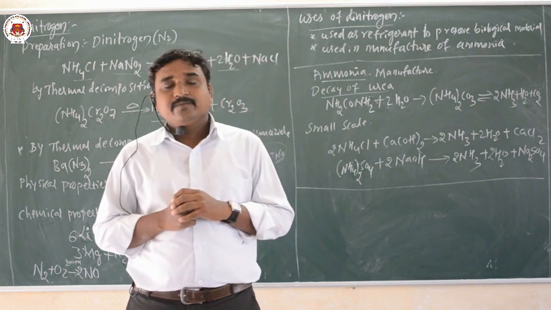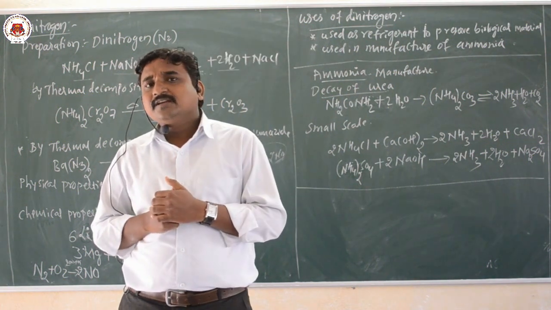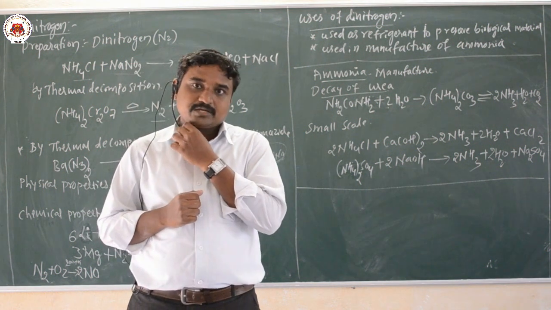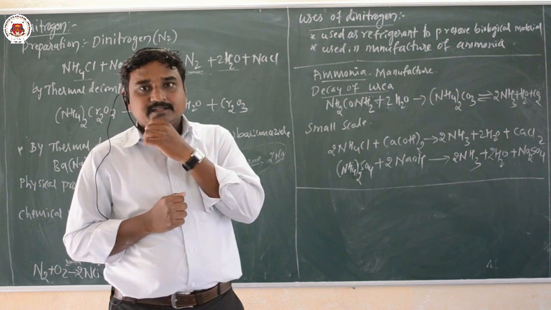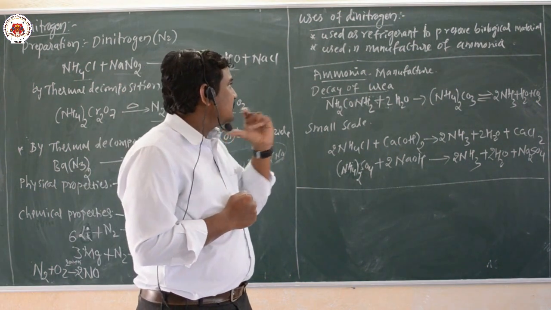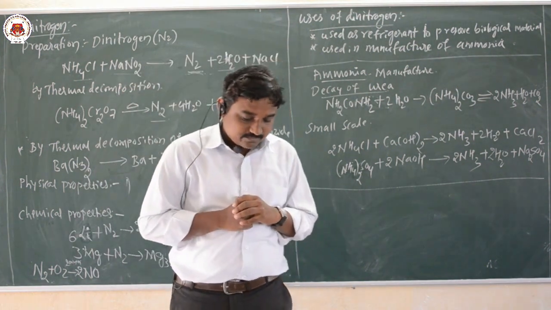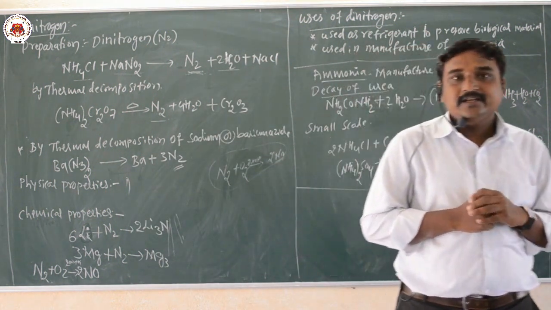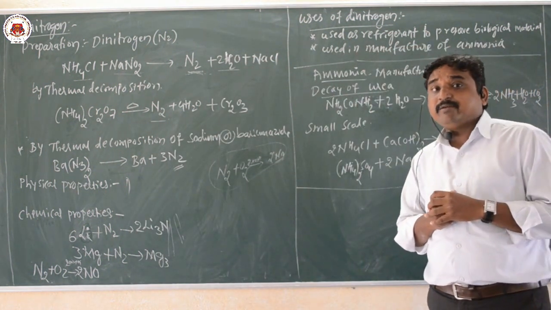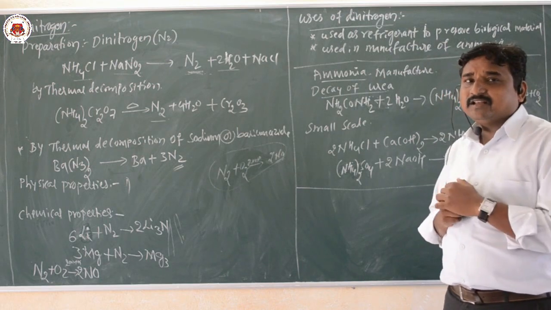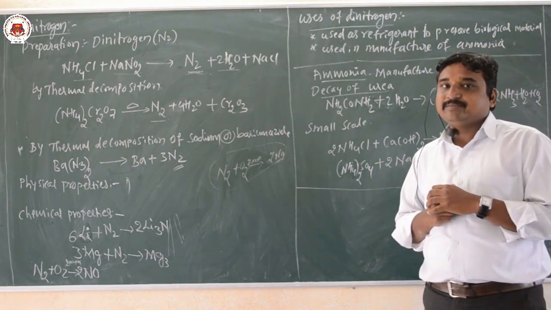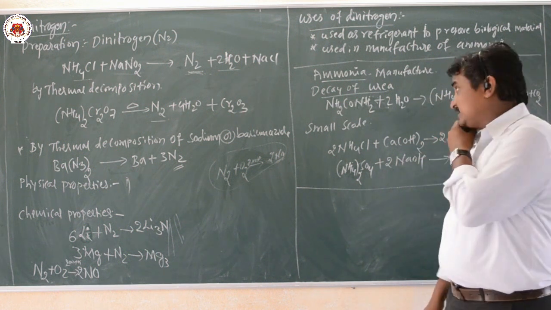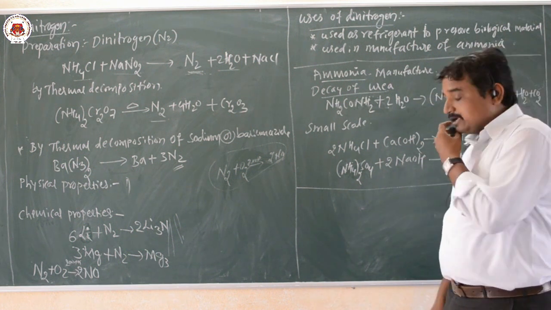So ammonia, during the manufacture of ammonia, the basic material is dinitrogen. Okay. So here, the next concept is ammonia manufacture. This is a very important concept. Usually the manufacture of ammonia is by Haber's process, one method. That is very important for your examination. And here they have given some more methods for the preparation of ammonia.